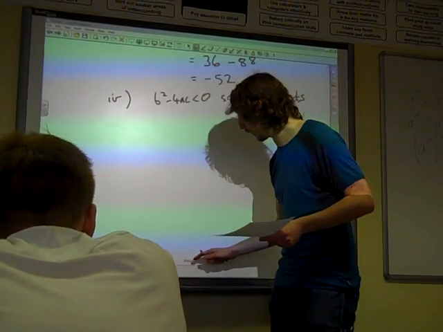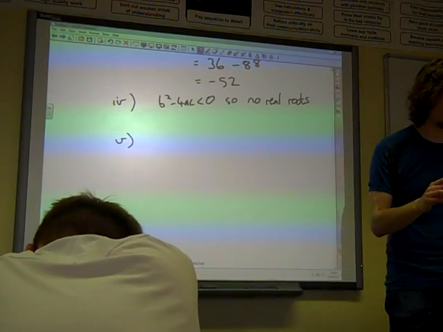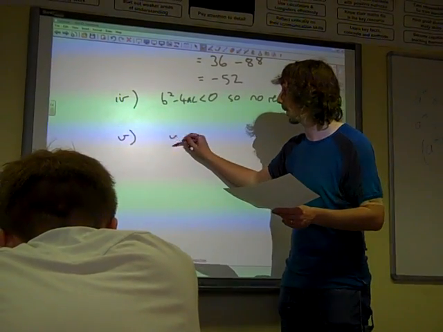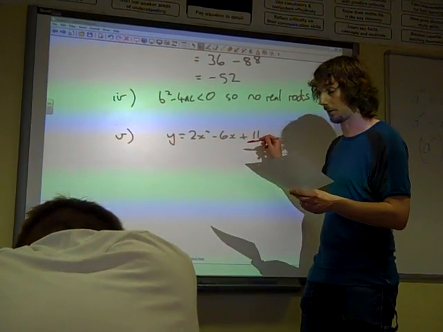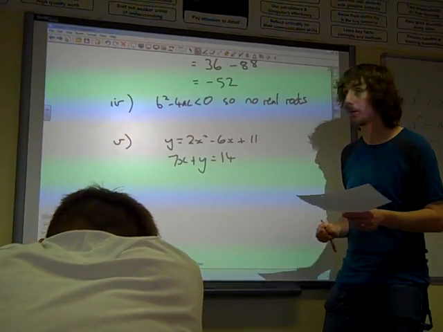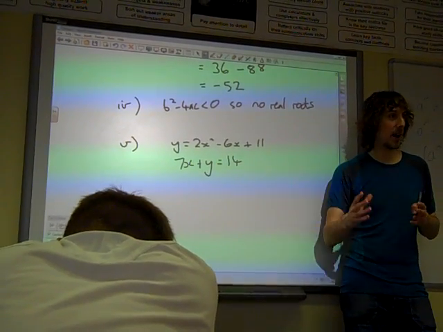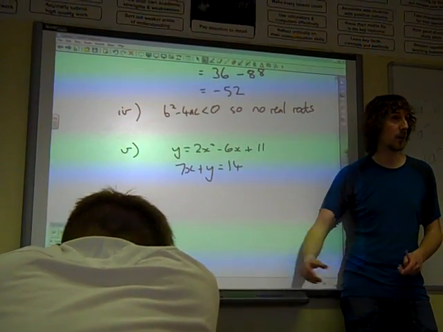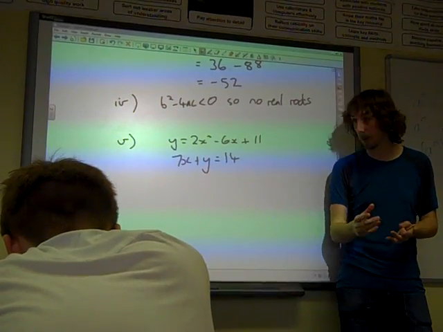And this question, we won't finish it off. We haven't talked about this stuff yet, but the final 5 marks of this one was find the coordinates of the points of intersection of the curve y equals 2x squared minus 6x plus 11 and 7x plus y is 14. Well, actually, this was a slight red herring in there because this didn't really require any of what we'd done earlier. You could have begun this question at this point without having done any of the completing the square or discriminant or talking about the curve.